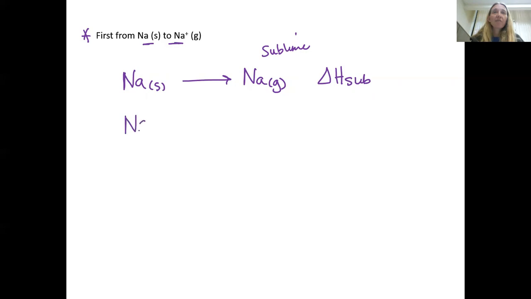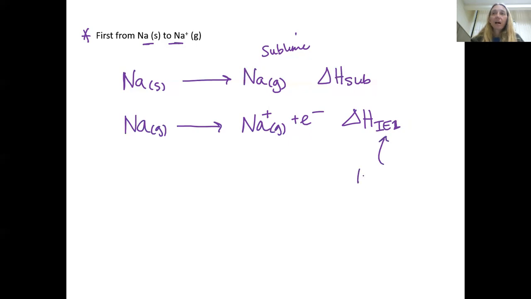Next, I know that if I have sodium gas, I can remove an electron to form sodium plus. When I do that, I have a different delta H value, and this is the delta H ionization energy. I'm removing one electron, the first electron, giving a positive one charge, so I put a little 1 right there. If you have to remove more than one electron, you have to do it stepwise. So you go to +1, remove another electron, and you'd have an ionization energy of 2. So right here is ionization energy.